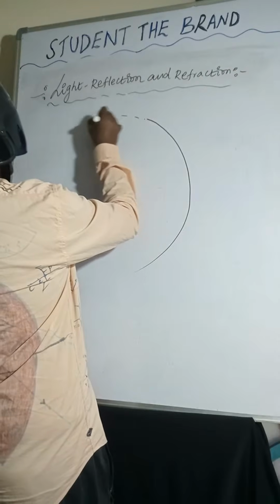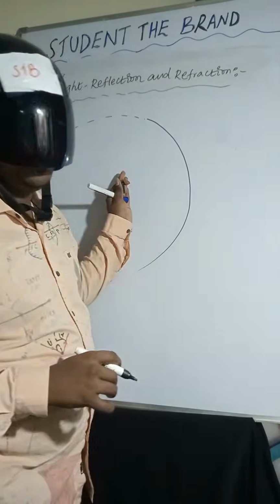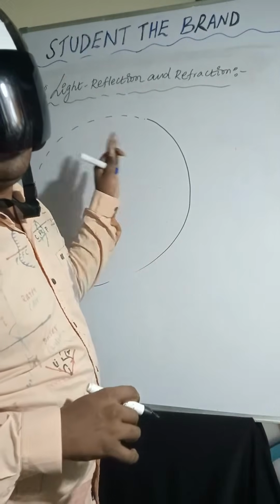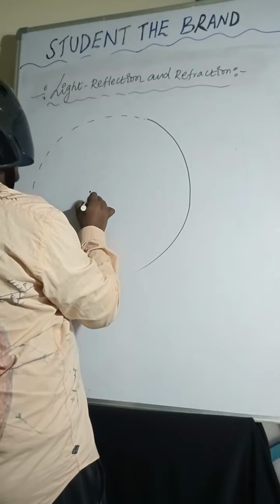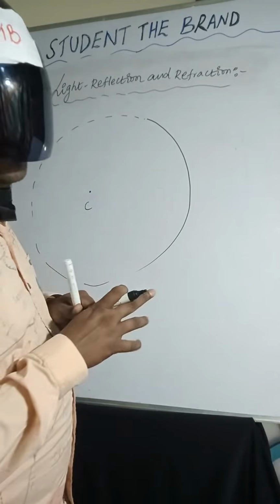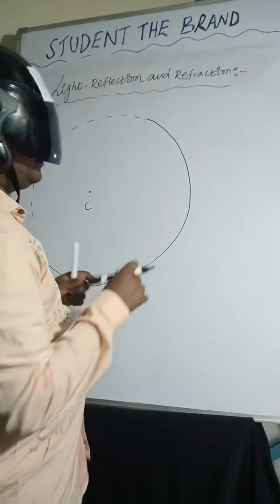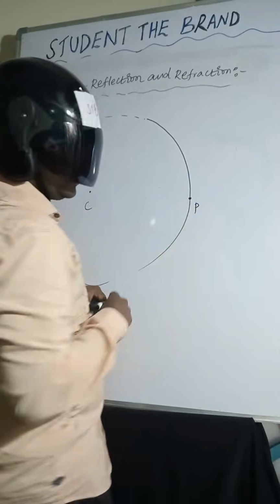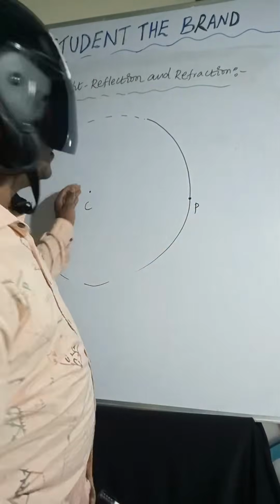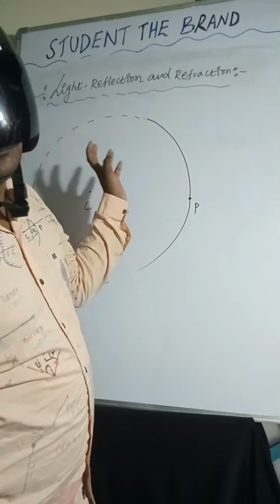So this is a part of the sphere. The center of the imaginary sphere of which the mirror is a part is called the center of curvature, and the midpoint of the mirror is called the pole.